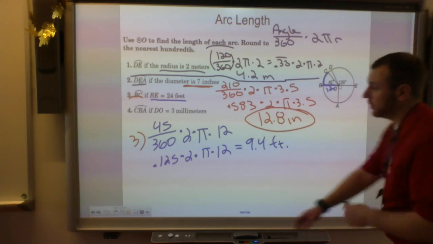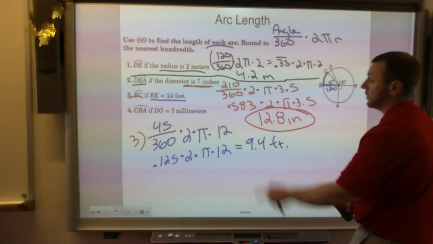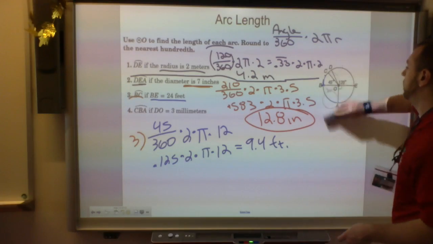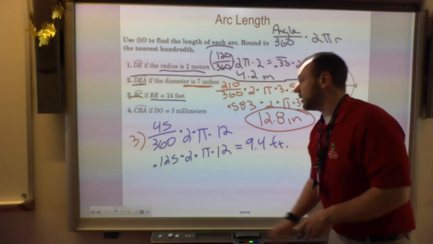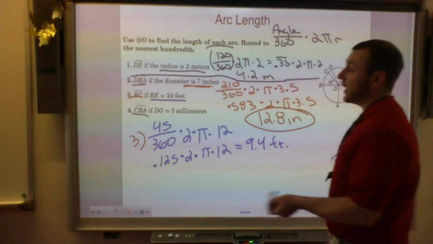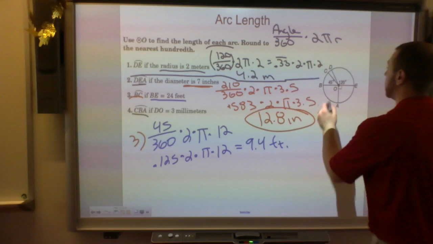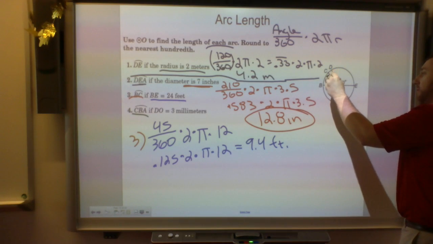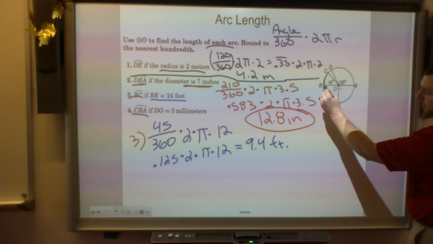Second piece, or the fourth problem, deals with CBA. So again, it's that 3 letters. So I'm going to start at C, I'm going to go to B, and then I'm going to go to A.